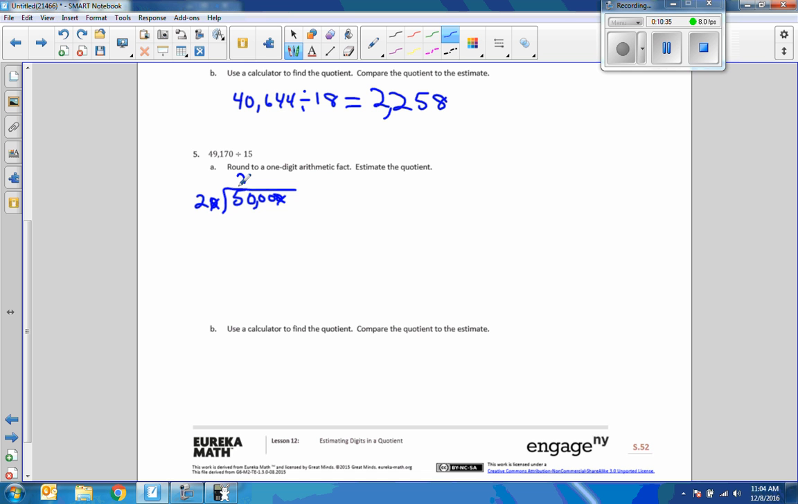2 goes into 5 2 times. 2 times 2 is 4, 5 minus 4 is 1. Bring down the 0. 10 divided by 2 is 5. 5 times 2 is 10, and I get a remainder of 0. So just add those two zeros back. Okay. So my estimate is 2,500.